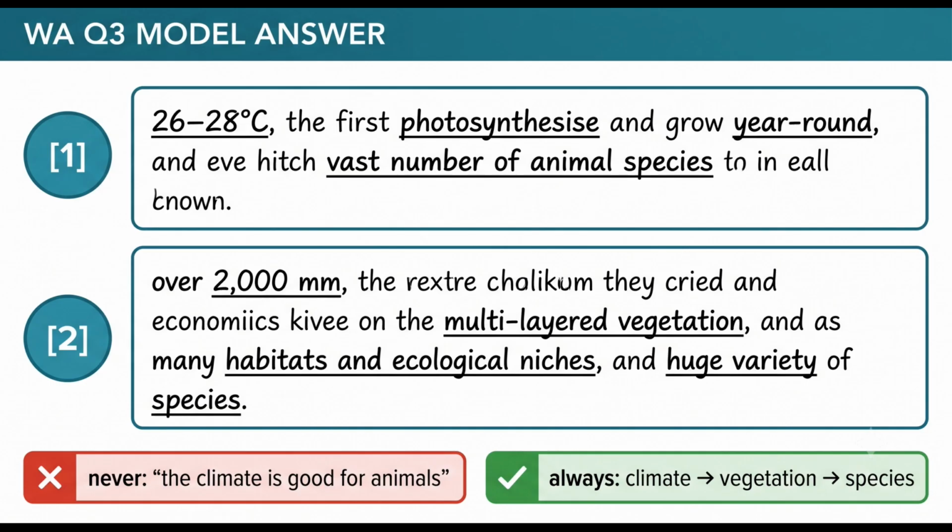Check your answer. Did you name a specific climate feature with a figure? Did you explain the effect on vegetation first, before stating the effect on species? And please, never just write, "The climate is good for animals." That earns nothing. The mechanism is everything.